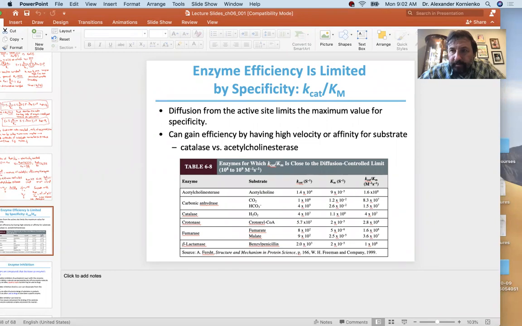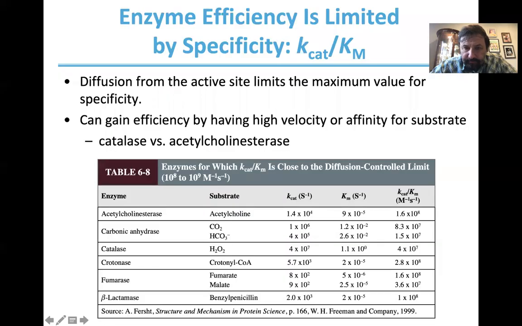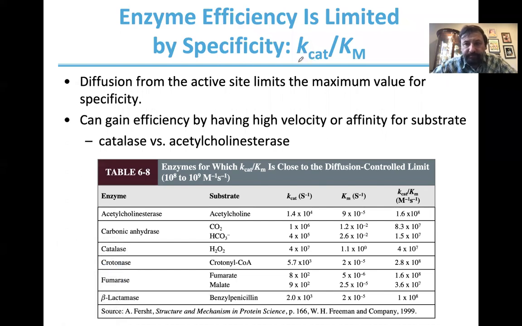Okay, so we were talking about this Kcat over Km value, right? This ratio. And I told you that it's a very important ratio because if you think about it, Kcat is the reaction constant, right? So it's how fast the enzyme catalyzes the reaction. But Km, remember Michaelis constant, is a measure of the affinity of the enzyme for the substrate. So both of these are important, right?